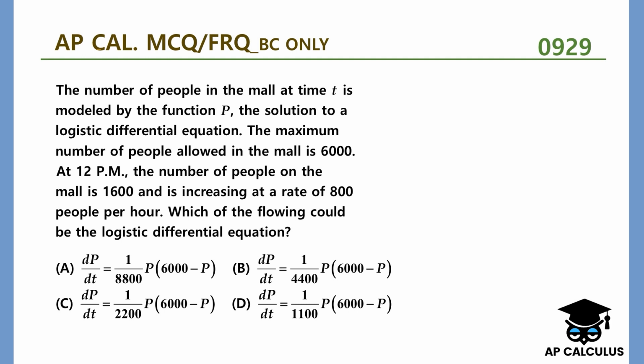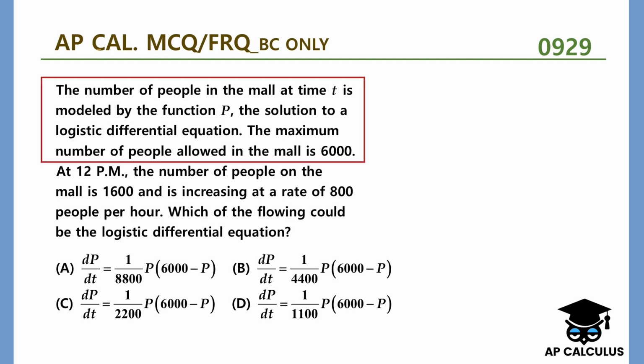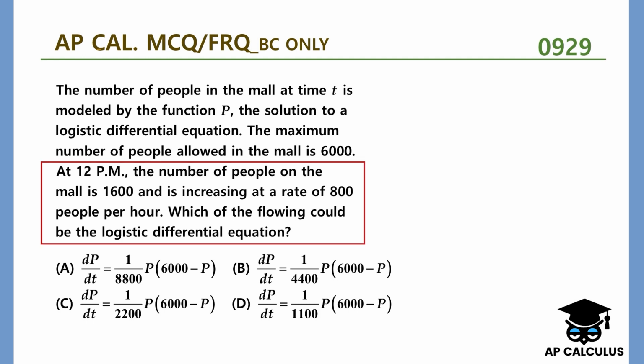Question 929. The number of people in the mall at time t is modeled by the function p, the solution to a logistic differential equation. The maximum number of people allowed in the mall is 6,000. At 12 p.m., the number of people in the mall is 1,600 and is increasing at a rate of 800 people per hour. Which of the following could be the logistic differential equation?